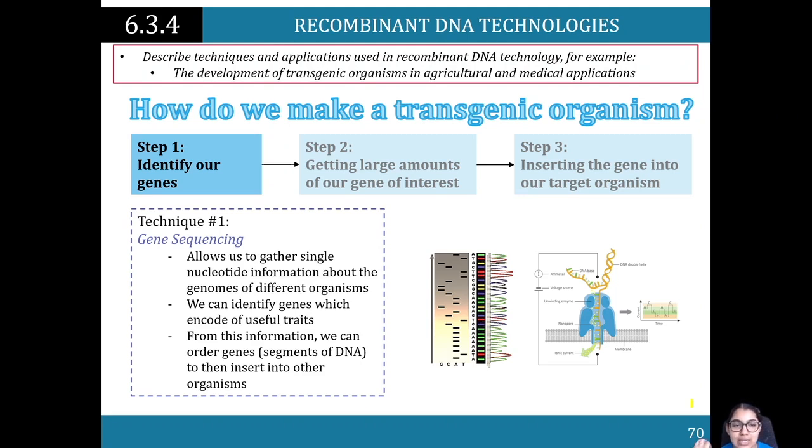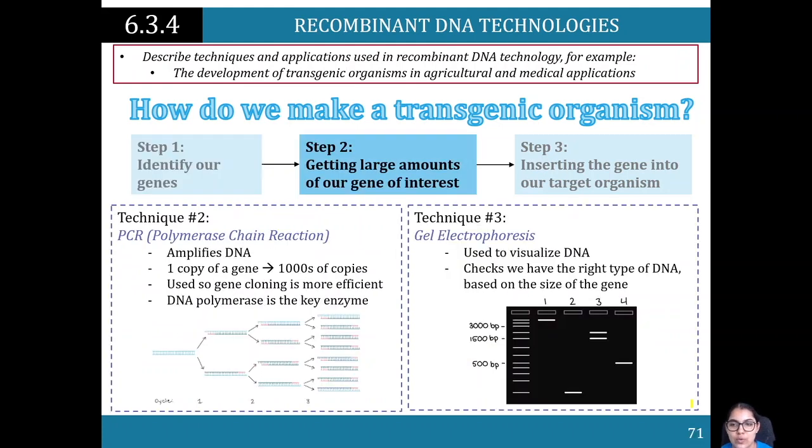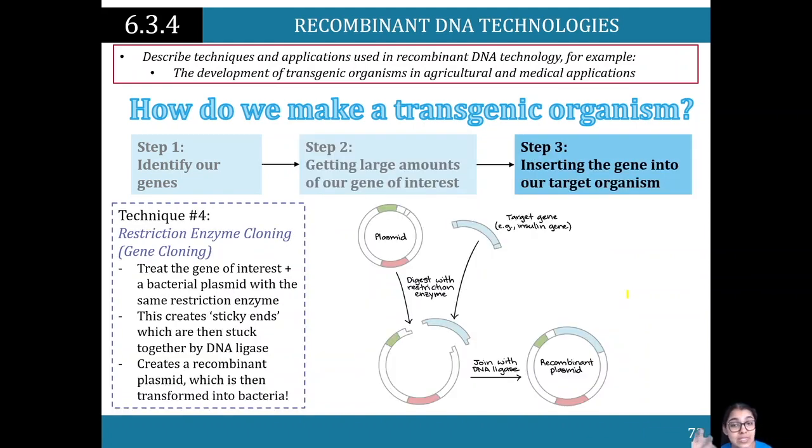The first technique to identify our genes is gene sequencing. We looked at DNA sequencing in module 5, so I'll skip through this, but it allows us to gather single nucleotide information. We can identify genes with useful traits. The second step is using PCR and then gel electrophoresis. PCR amplifies the DNA, to get lots of copies of the DNA, and then we use gel electrophoresis to visualize the DNA to check that we have the right type. So we get large amounts of it, check that we have the right type, and then insert it into a target organism.